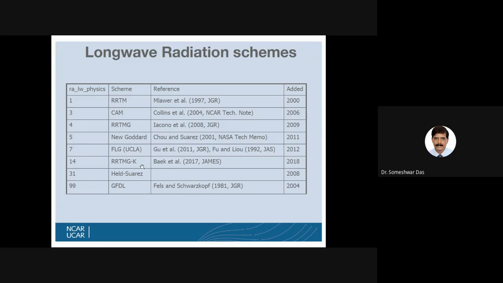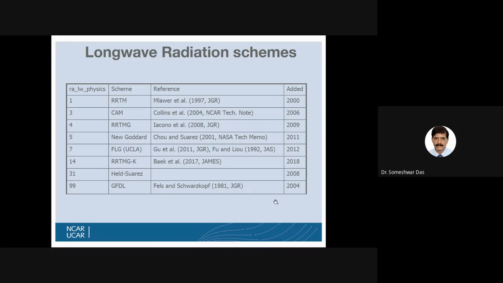Then there is the UCLA scheme, then there is RRTMG, again another modification of RRTM, published by Baek et al., Journal of Applied Meteorology, implemented in the WRF model in 2018. Then the Held and Suarez scheme and the GFDL scheme. If you choose option 99, that means you are choosing the GFDL scheme, which was developed by Fels and Schwarzkopf, 1981, and implemented in the model in 2004.